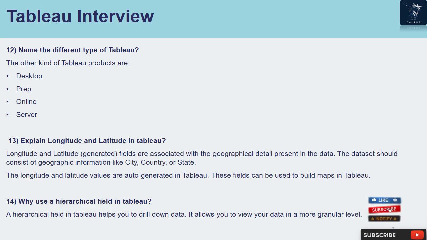13. Explain longitude and latitude in Tableau. Longitude and latitude generated fields are associated with the geographical detail present in the data. The dataset should consist of geographic information like city, country, or state. The longitude and latitude values are auto-generated in Tableau. These fields can be used to build maps in Tableau.